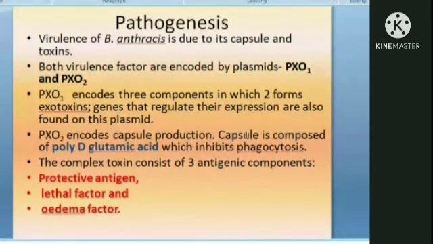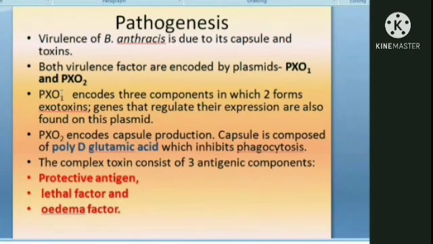Now, for the dissemination or for causing the disease in the host, what is the major component of this capsule which is responsible for the antiphagocytic property? It is poly-D-glutamic acid. Many times a question is asked: what is the constitution of the capsule of Bacillus anthracis which provides its antiphagocytic property? You should remember that poly-D-glutamic acid is the major constituent of the capsule present in Bacillus anthracis, which gives it this antiphagocytic property, right?